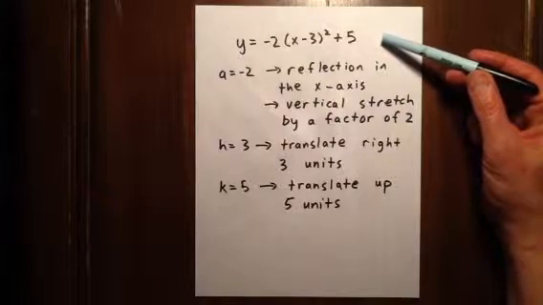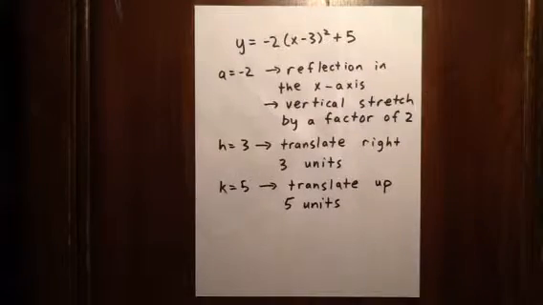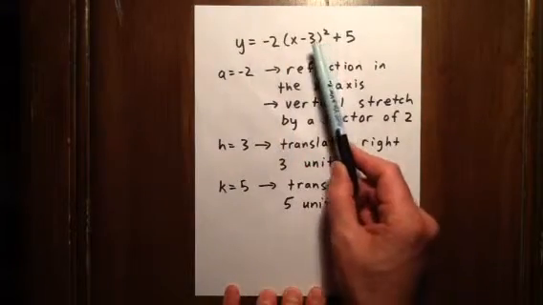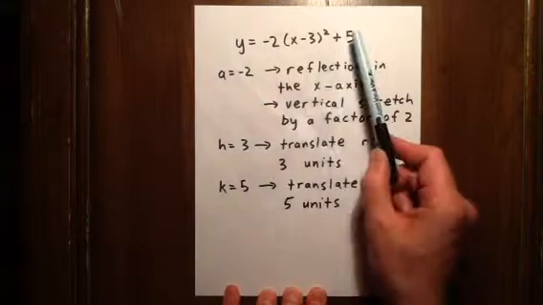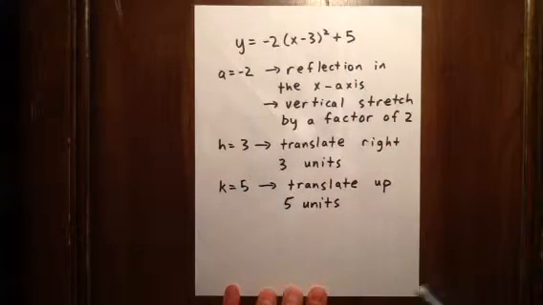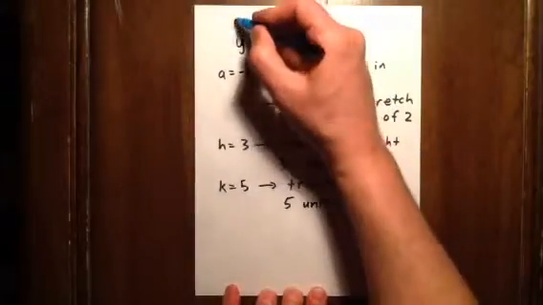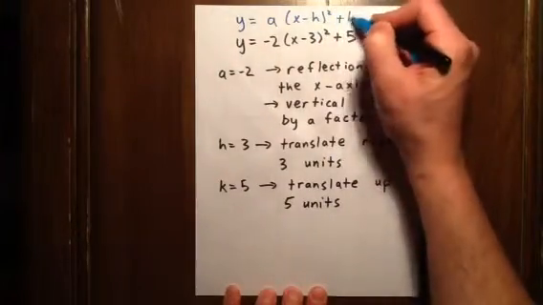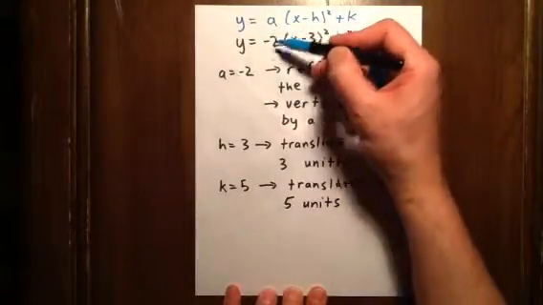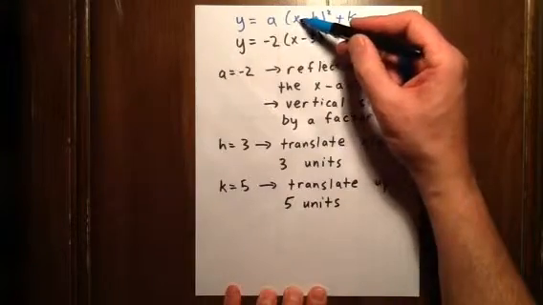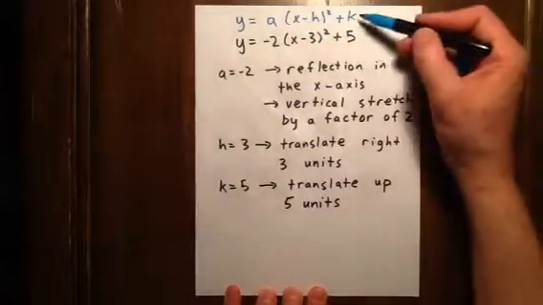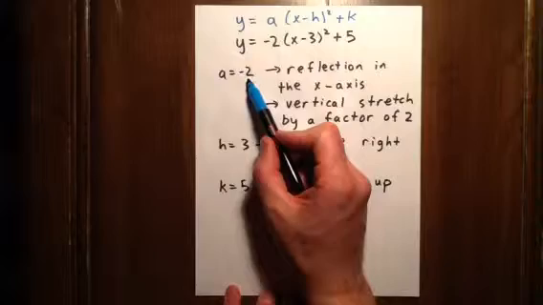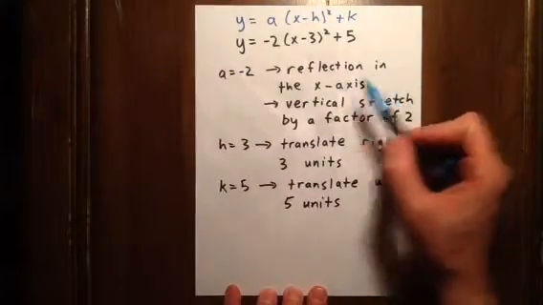y equals -2 times (x - 3)² + 5. Now, we see that a is equal to -2, h is equal to +3, and k is equal to +5. The reason for that is that we always write these as y equals a(x - h)² + k. So a is -2, h is +3 because it's x minus h and it's x minus 3, and k is +5.